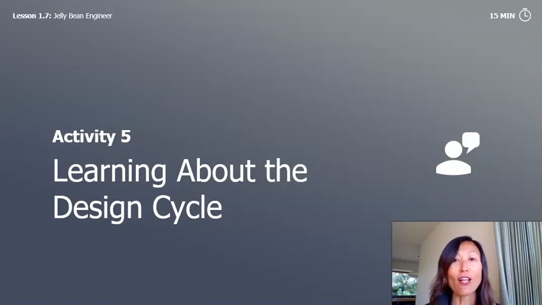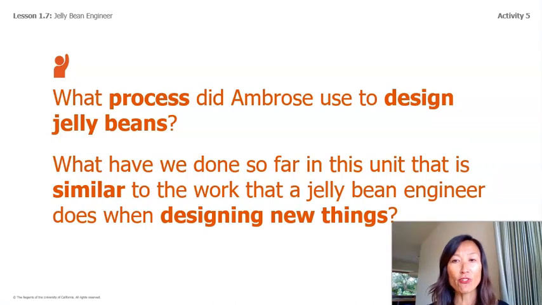Activity 5 is learning about the design cycle. What process did Ambrose use to design jelly beans? Well, Ambrose studied for many years. He worked with a team to design new flavors. He tested a lot of different ingredients. He mixed ingredients together to find the right flavor and texture. Sometimes the jelly bean flavors didn't turn out as he expected, but he had to try again.